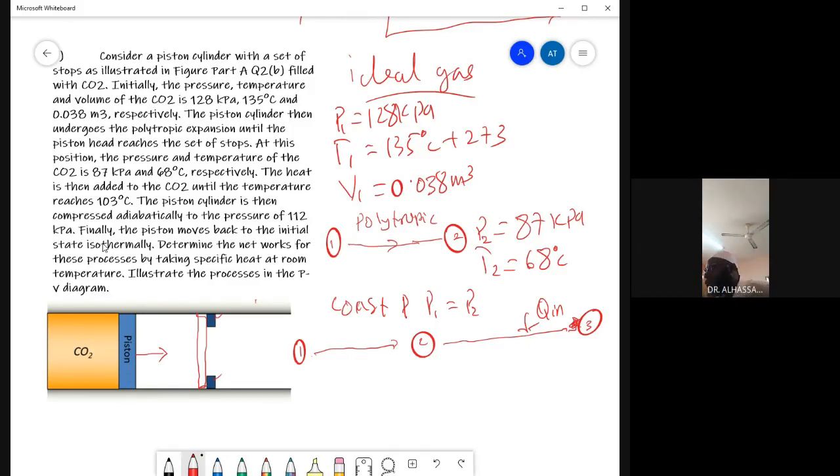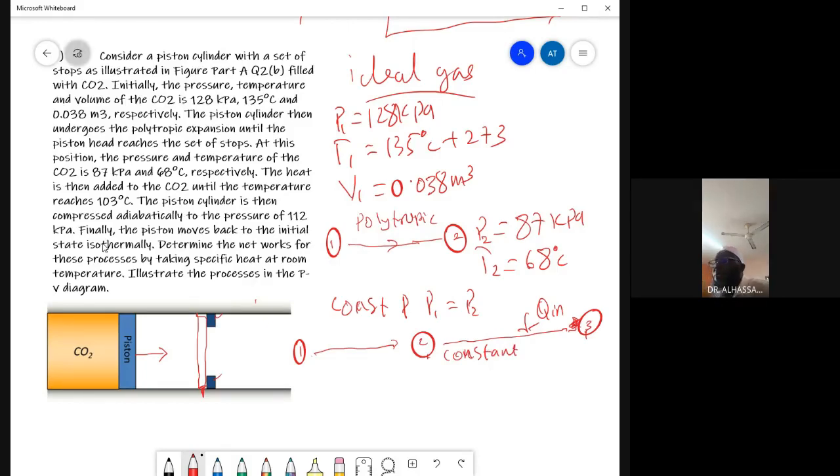Now, can you guess what is the process between state 2 and state 3? Because if you look over here, when the piston reaches here, it can no longer go. So it means that between state 2 and state 3, this is called a constant what? Can you guess?